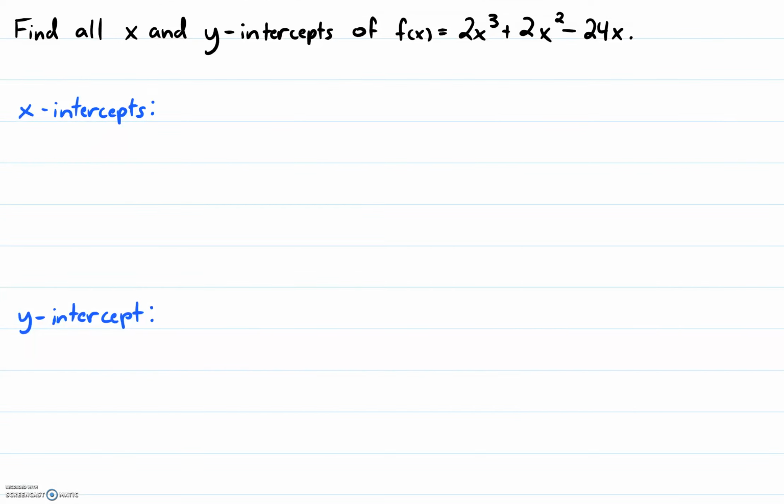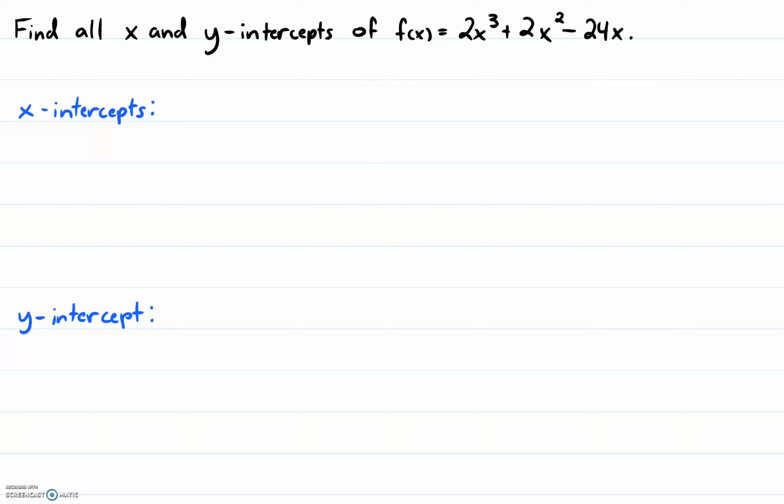In this video, we're going to find all of the x and y intercepts for the function f of x is equal to 2x to the 3 plus 2x squared minus 24x. Now, in order to find the x-intercepts or the y-intercept of this polynomial function, we're going to do it the same way that we have applied this principle to any other type of function or equation.